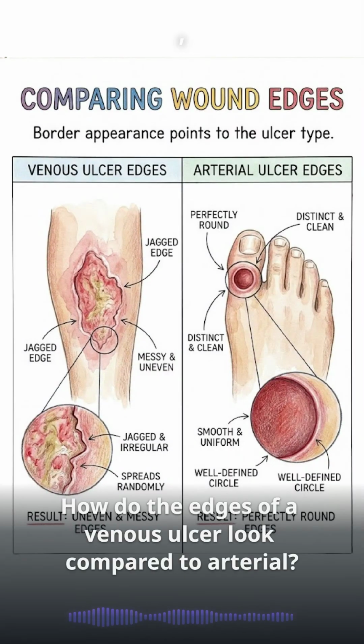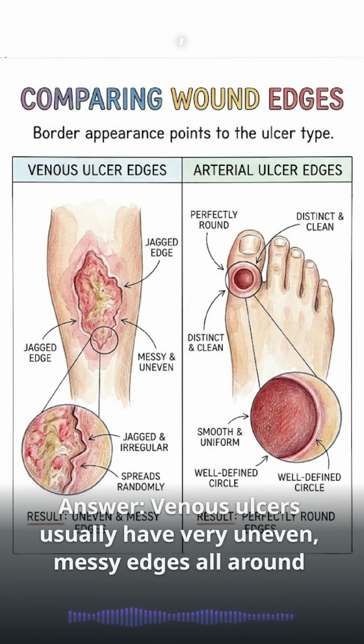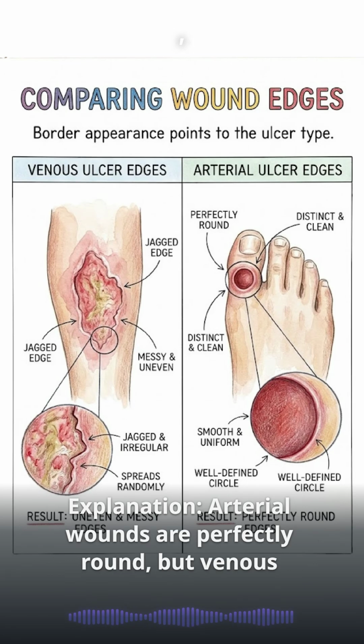34. How do the edges of a venous ulcer look compared to arterial? Venous ulcers usually have very uneven, messy edges all around the wound. Arterial wounds are perfectly round, but venous wounds spread out very randomly everywhere.